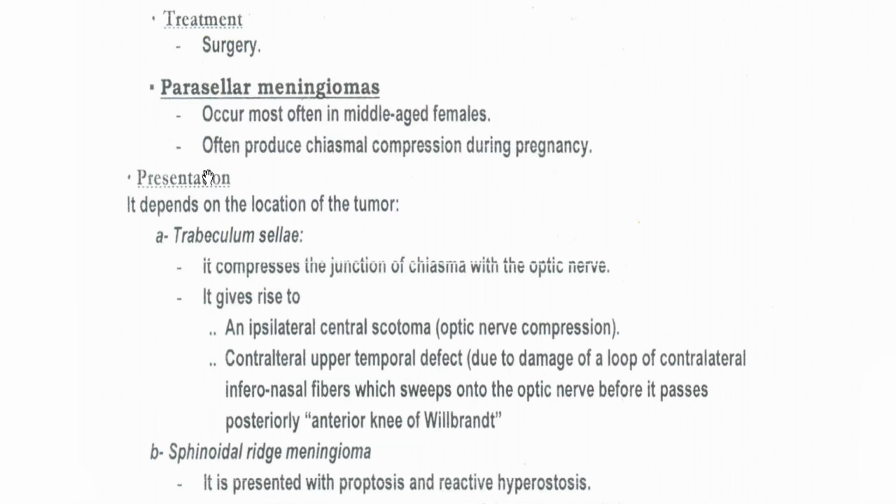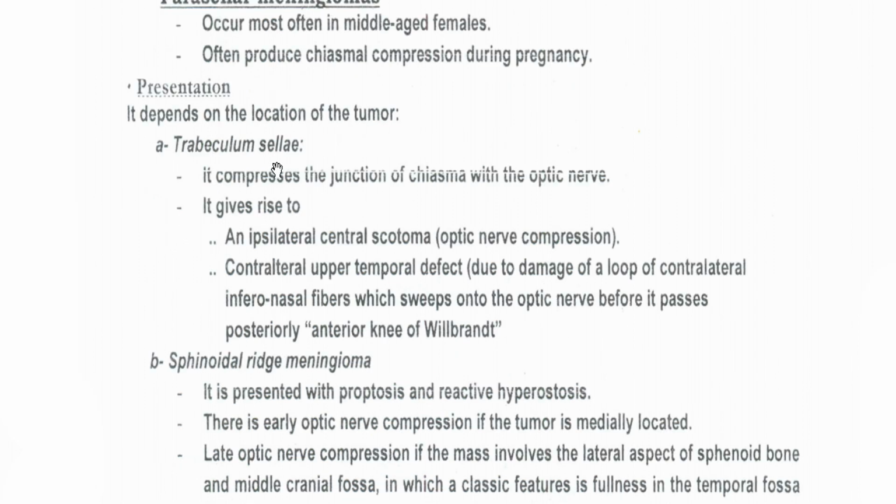The presentation of the tumor is according to its site, and it has three sites. According to this site, it will affect the chiasm or the nerve. The first site, the tuberculum sellae, affects or compresses the junction of the chiasma and the optic nerve. So can you recognize that we said here nerve, not tract, so it is at the anterior part of the chiasma. So the nerve carries the nasal and the temporal fibers of the ipsilateral eye, and the chiasma contains only the nasal fibers from the contralateral eye that are crossing through the chiasma.